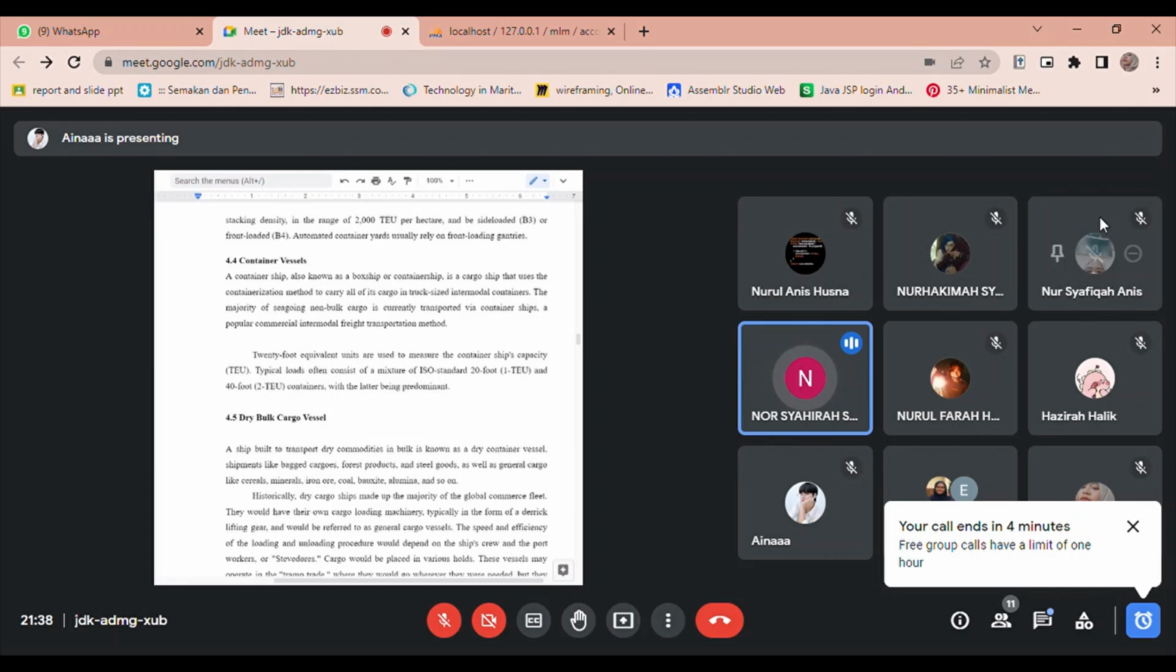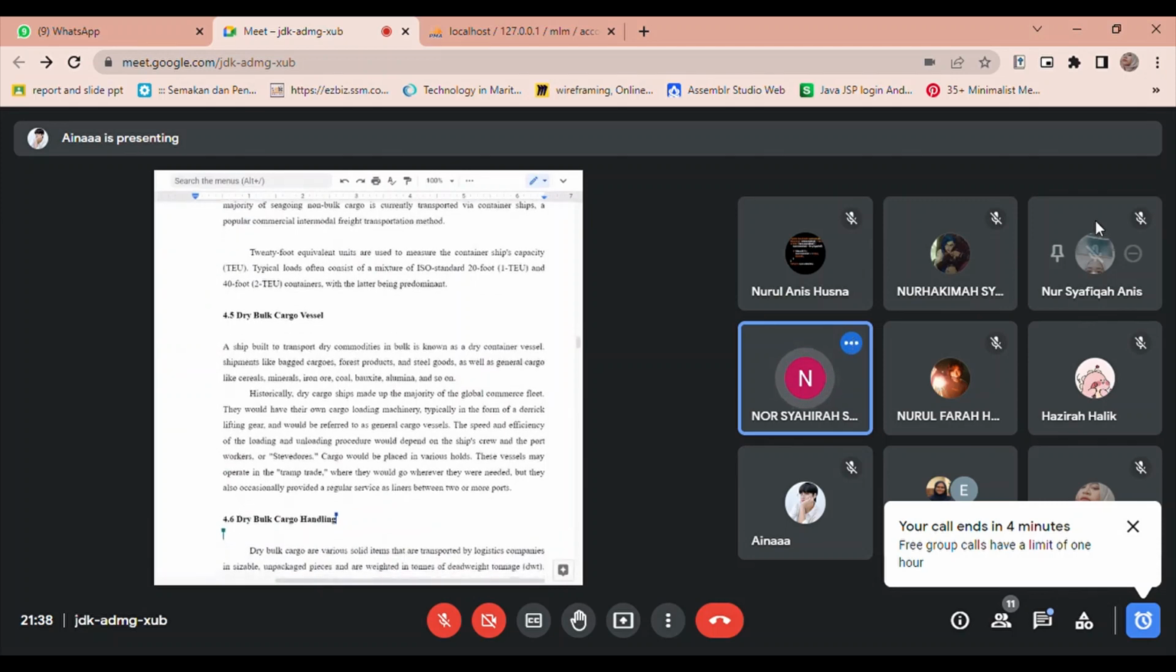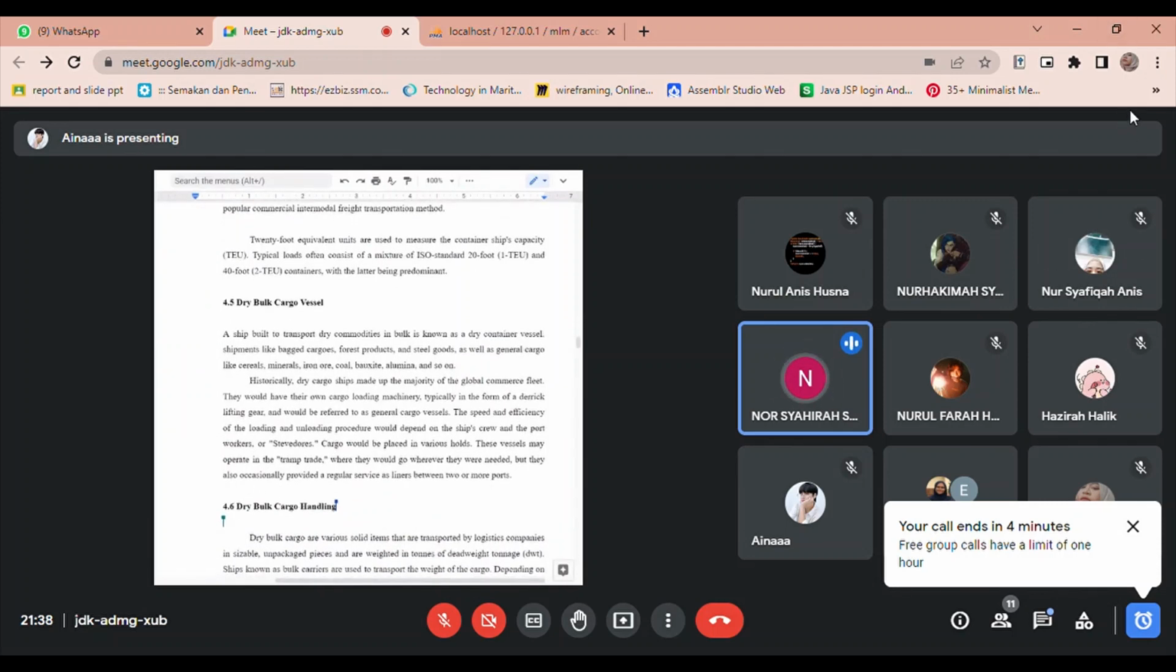Twenty-foot equivalent units are used to measure the container ship's capacity in TEU. Typical loads often consist of a mixture of ISO standard 20-foot containers, which equal 1 TEU, and 40-foot containers, which equal 2 TEU, with the latter being predominant.